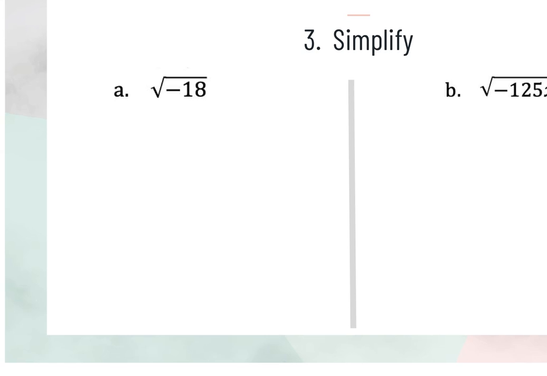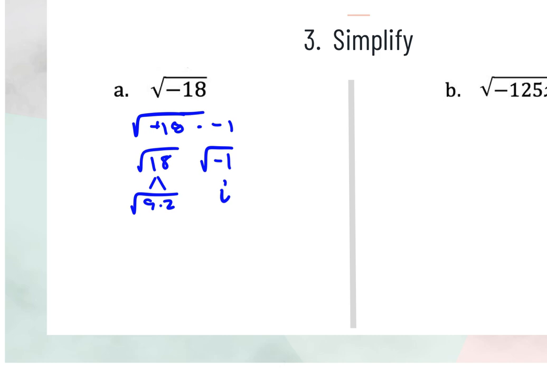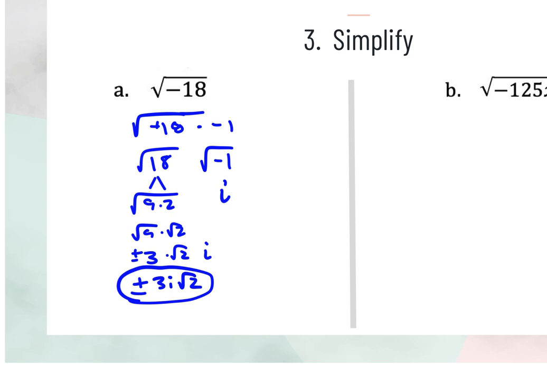So what I want to do is split this into 18, or positive 18 times -1, because the square root of -1, I'm just going to rewrite as i. So now I have the square root of 18. That splits into 9 and 2. So that's going to be square root of 9 times square root of 2, so that's going to be 3. So this final answer is going to be plus or minus 3i square root of 2. There's my answer.